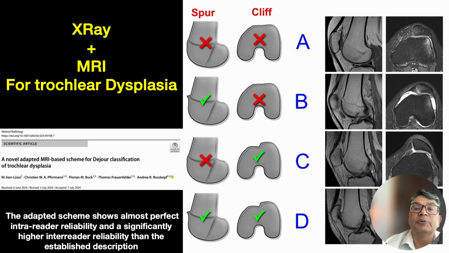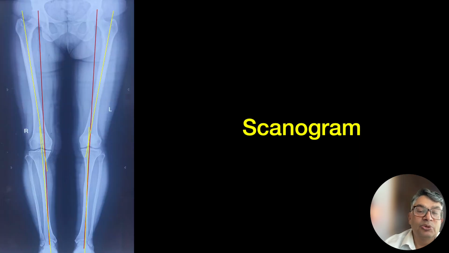Of course, I take help of the X-ray as well. Scanogram is very rarely done for patellar dislocation, but this is an extremely important investigation. And then I suggest all of my patients who had either primary or recurrent patellar dislocation to get a standing full length scanogram done, and this gives us lots of important information.